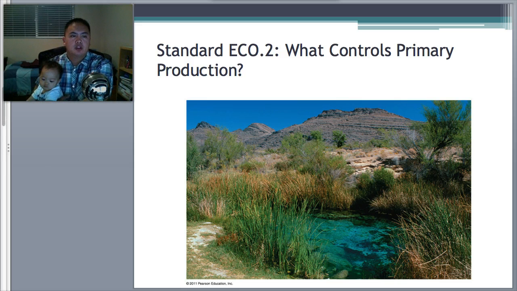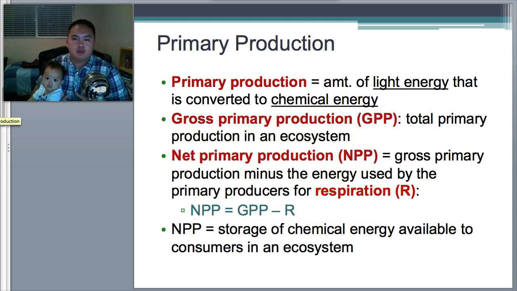Okay, so looking at the next slide on your notes, the definition of primary production is how much light from the sun, remember primary production comes from the sun, is converted into actual chemicals. Think of all the sunlight in the world, how much of it is actually converted into usable chemicals. Two terms that you need to know: GPP and NPP.